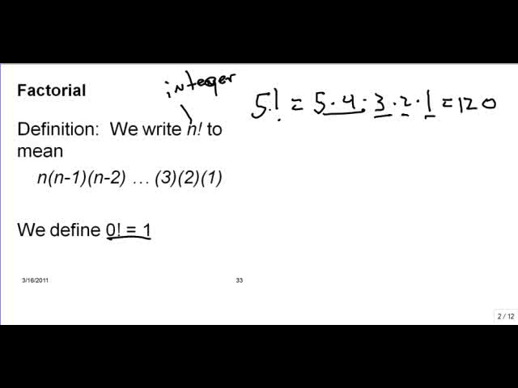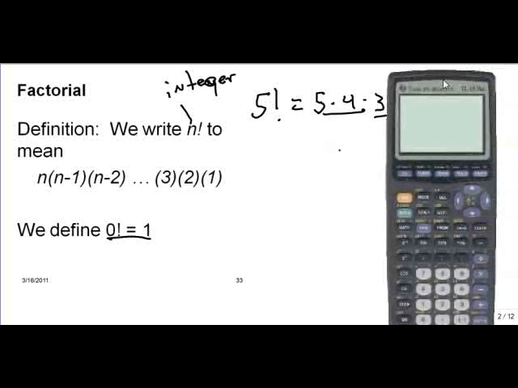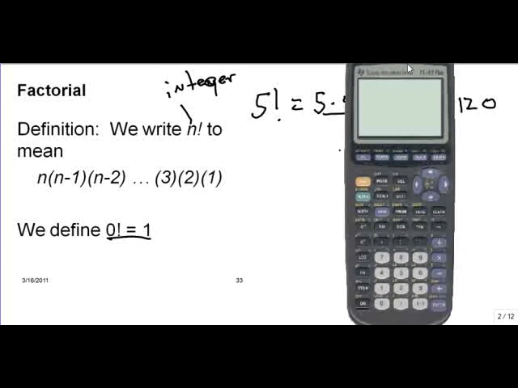So factorials can get pretty big. I mean, when you start getting up to 15 and 20 factorial, to multiply 20 numbers or 15 numbers together gets pretty big, but there is a way that we can have technology assist us in this computation.